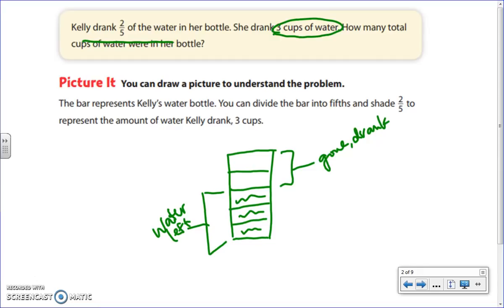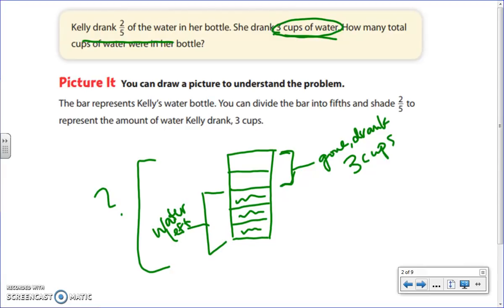So it goes on to tell us that 3 cups of water is how much she drank. Okay, so I know that 3 cups are gone. And it says how many total cups were in her bottle. So I need to know, 3 cups was 2/5. I need to know how many cups the entire thing was. So I need to know how much the entire bottle was.